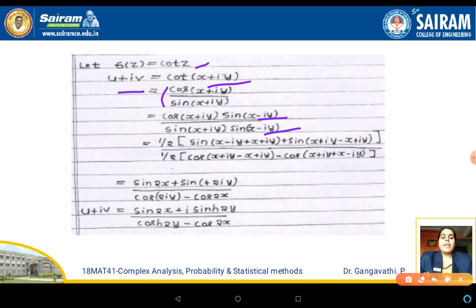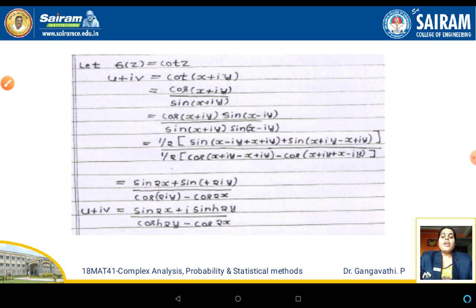On simplifying this, we get sine 2x plus sine of 2iy, and the denominator gives us cos of 2iy minus cos 2x. So u plus iv results in (sine 2x plus i sine hyperbolic 2y) divided by (cos hyperbolic 2y minus cos 2x). So that is our u plus iv.